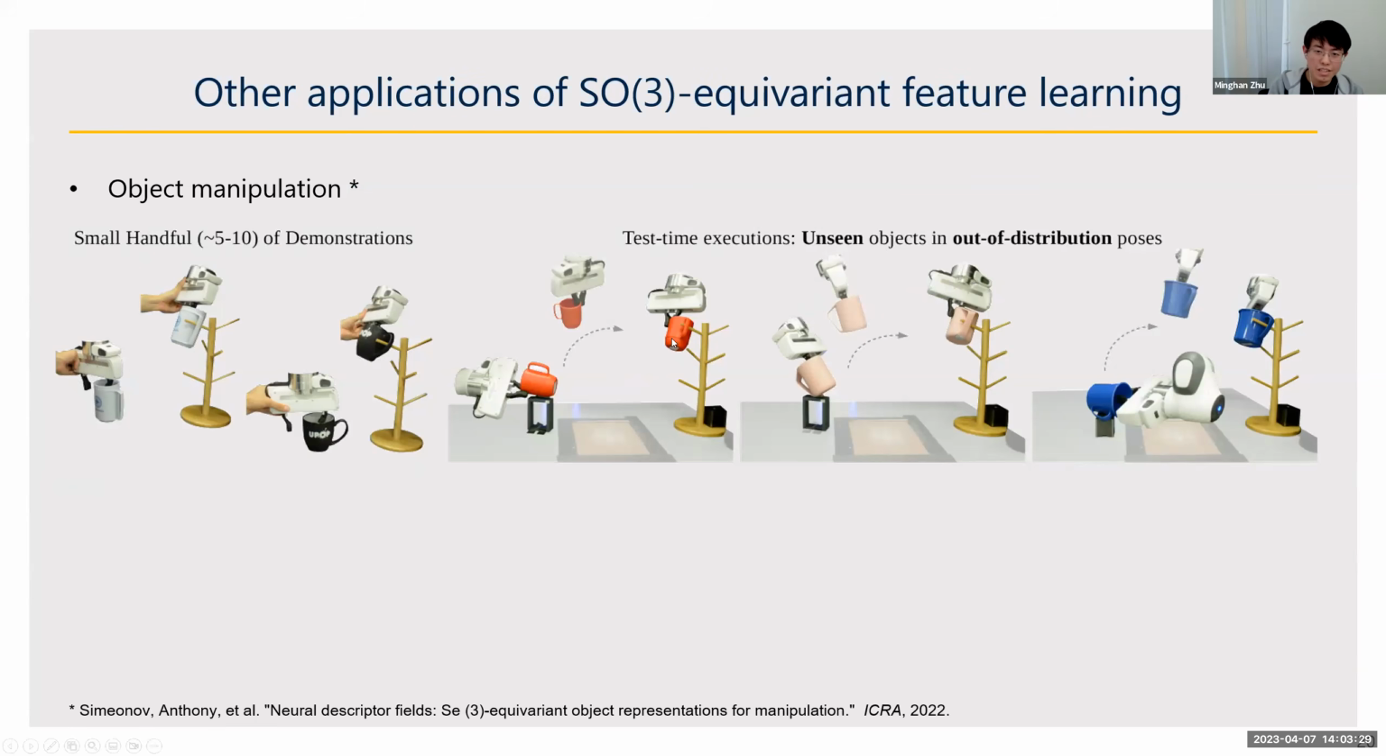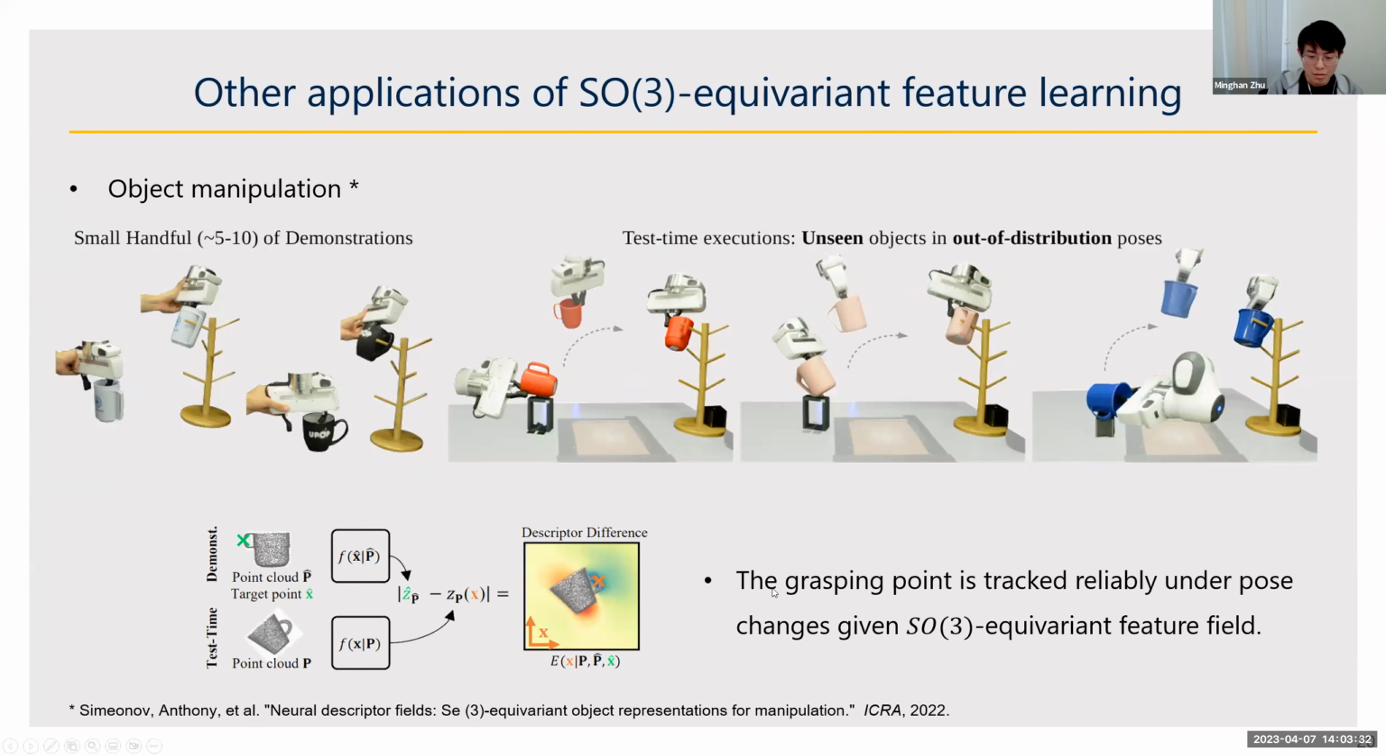Here the SO3 equivariant features help because the grasping point can be tracked very reliably under pose changes given the SO3 equivariant feature field. That is to say, in training, you mark the grasping point of a point cloud. And then in test time, when the point cloud goes through some rotations, the network can track the grasping point reliably because the features are rotationally equivariant. Therefore, the features also rotate along with the point cloud so that the grasping point can still be tracked on the pose of the object that is unseen in the training.